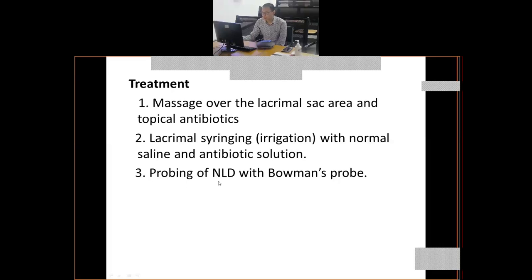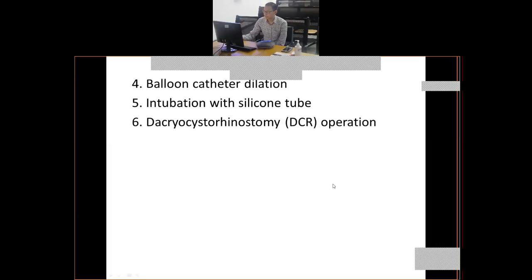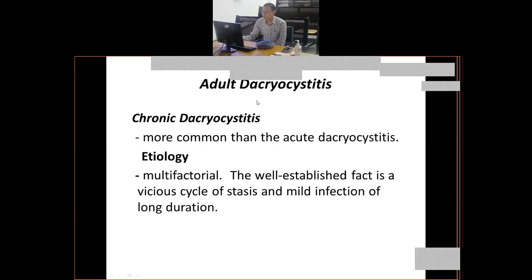Third is the probing of the nasolacrimal duct with Bowman's probe. Then balloon catheter dilatation, intubation with silicone tube, and dacryocystorhinostomy operations. Then we'll see adult dacryocystitis. It may be acute or chronic. Chronic is more common than acute dacryocystitis.